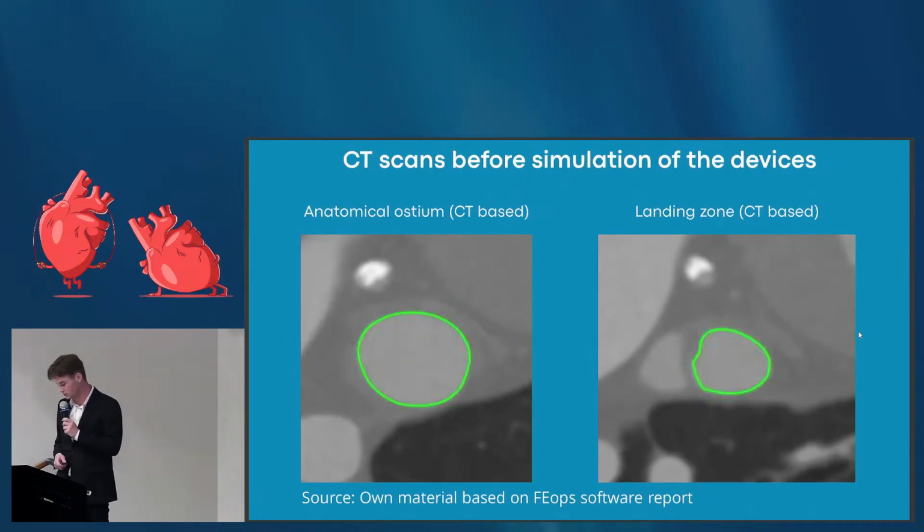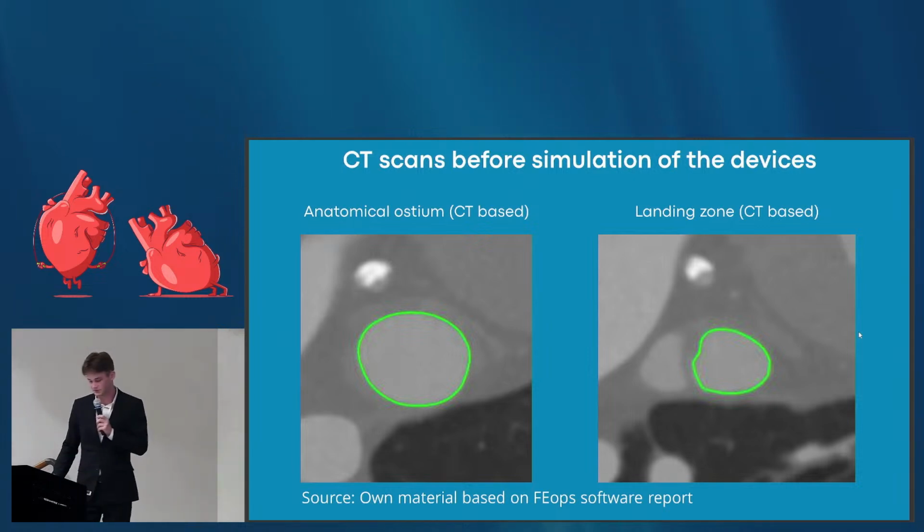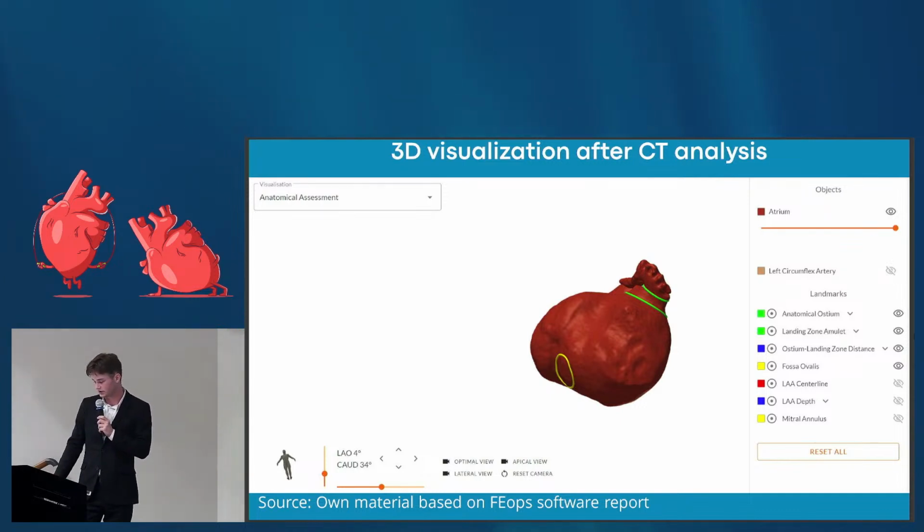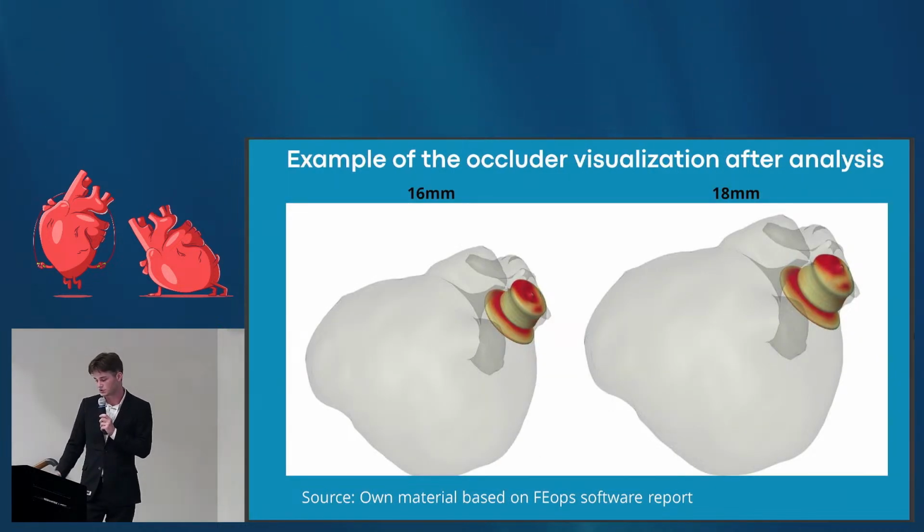Here is an example from one of our patients. How does the measurement look? So first, the CT scan is performed. With the help of AI, the anatomical ostium and landing zone is measured, and then the program visualizes the heart and all the important anatomical sites in the heart for the specialist to better prepare for the procedure, and then you can choose which sizes of the occluder you want to simulate.